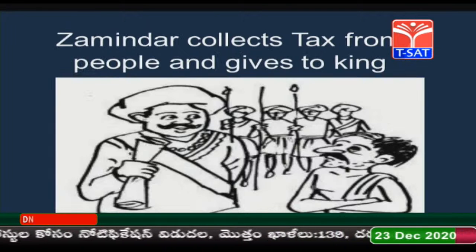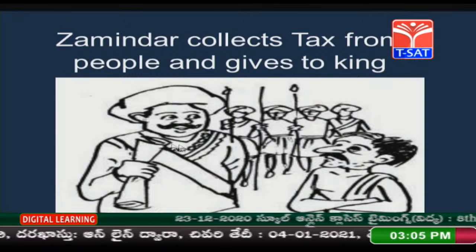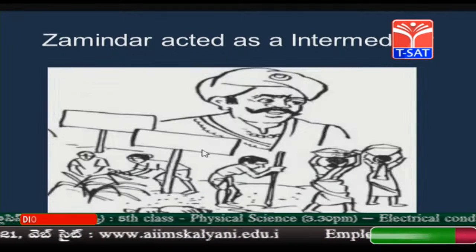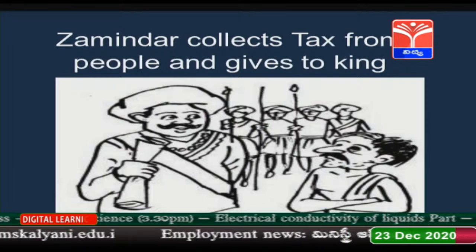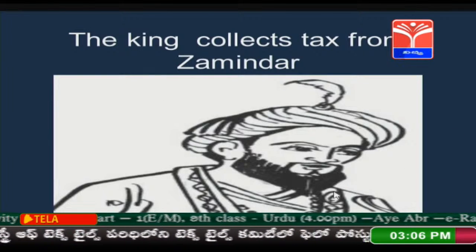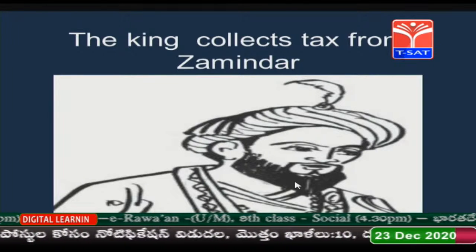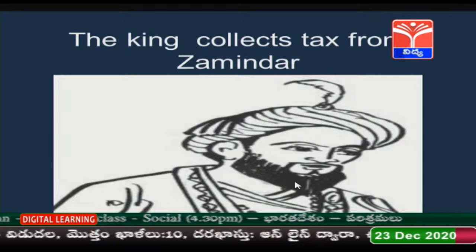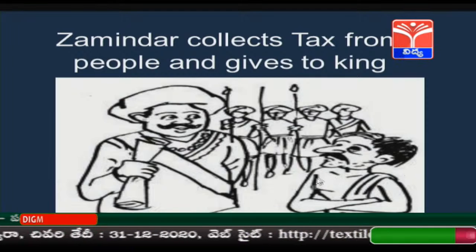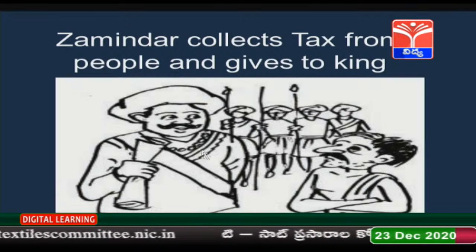Here the Jamindar plays a crucial post at the village level. What is his duty? He acts as an intermediary. Intermediary means a middle person between whom? Between the peasants and the king. Whatever orders or instructions come from the king, he passes on to the peasants, and the problems of the peasants are brought to the notice of the king by the Jamindar. He acts as an intermediary.